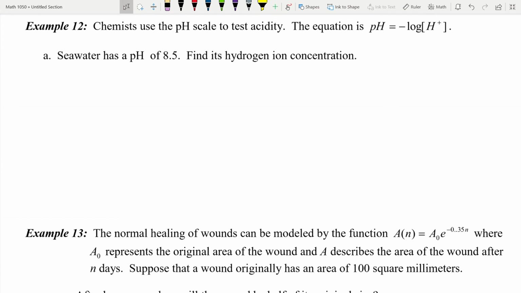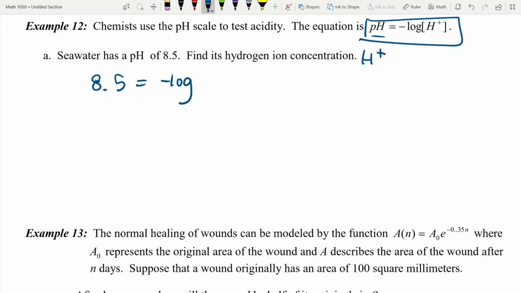This one's super easy. Chemists use the pH scale to test acidity. Here's the equation. Seawater has a pH of 8.5. Find H+, the hydrogen ion concentration. So look what you do. You go into that equation, and where you see pH, you put in 8.5. So everybody go 8.5 equals negative log of H+. Don't get stressed out about H+. It's just a variable. It could be like an x.